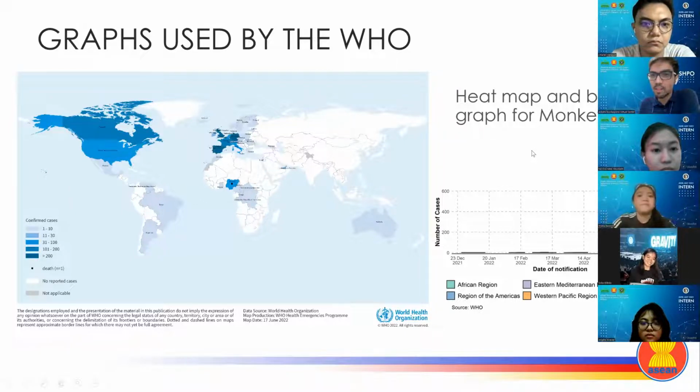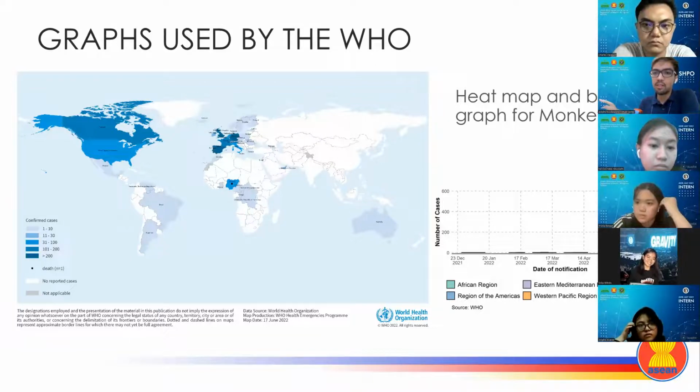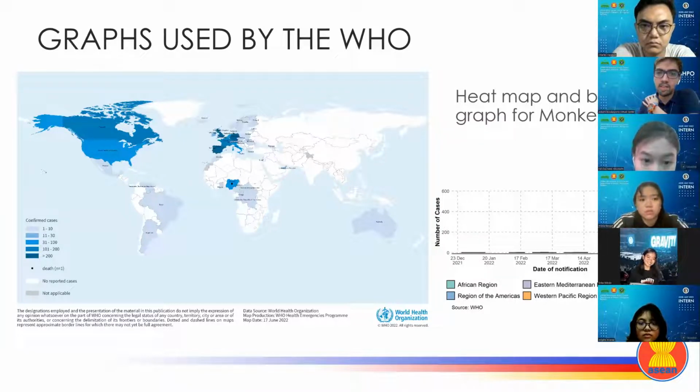So the World Health Organization also uses a bar graph for the monkeypox. Their latest is from December 2021 to June 2022, divided into regions. This is called the stacked bar graph. So there are multiple bar graphs combined together in the same period.